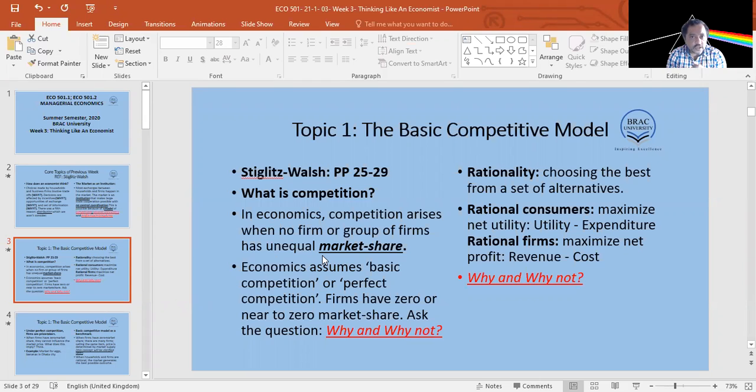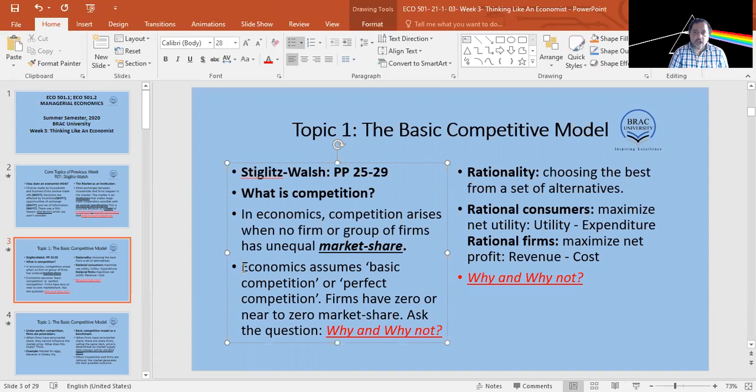For example, our telecom industries, how many operators do we have? We have Grameenphone, we have Robi, we have Banglalink, and we have our national operator Teletalk. So there are 4 firms. If, for example, each firm had a market share of 25%, what would that be? That means that it's a highly competitive market, although there are only four firms. Okay, and so the basic thing is how much market share does each firm command?